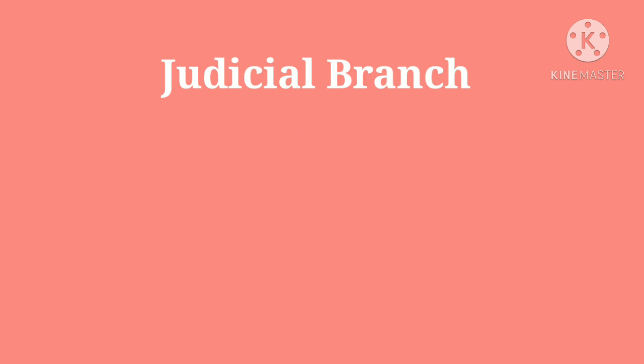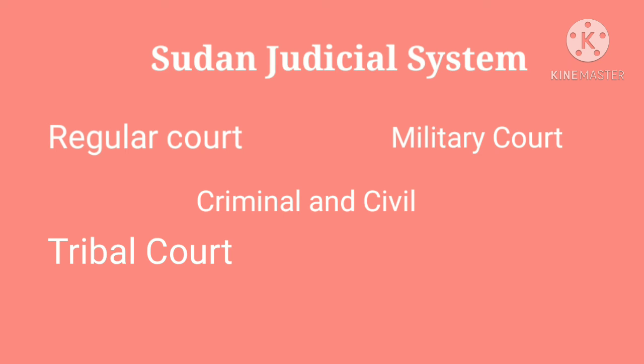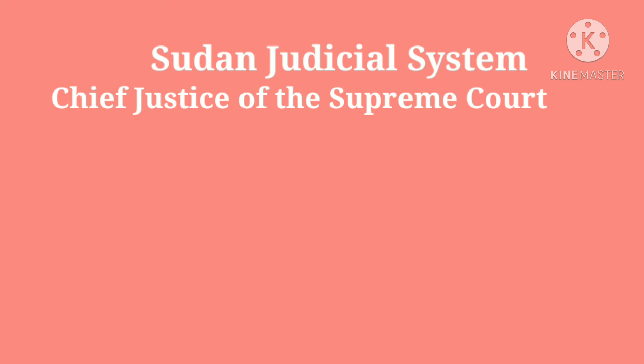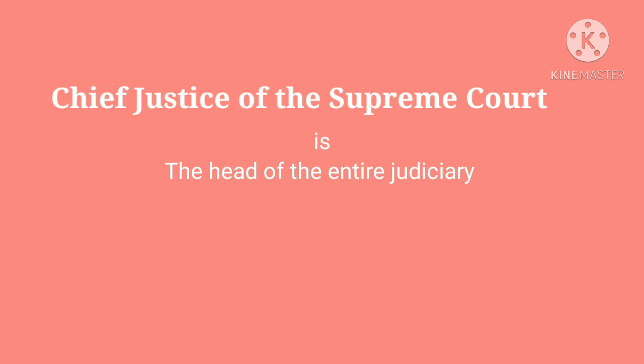Members of the judicial branch are appointed by the President and confirmed by the Senate. The judicial system includes regular courts, criminal and civil, military courts, tribal courts, and special national security courts. These courts are exempt from certain legal requirements. The Chief Justice of the Supreme Court heads the entire judiciary and is accountable directly to the President.